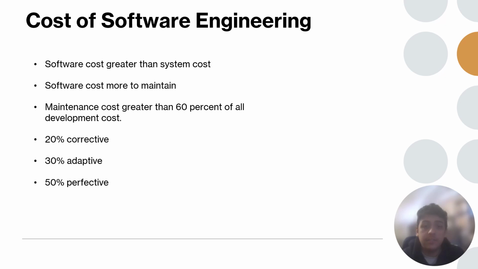So of the maintenance cost, 20% is for corrective maintenance, meaning that it addresses issues and bugs that arise post deployment. And then 30% is adaptive maintenance, meaning that it ensures that the software can work with new environments, platforms, or hardware. And next we have 50% is for perfective maintenance, which means it's focused on enhancing the system's performance or adding new features to keep it competitive and aligned with user expectations.